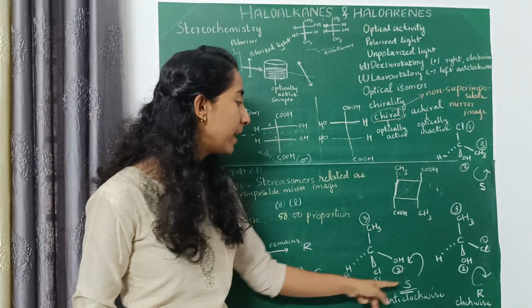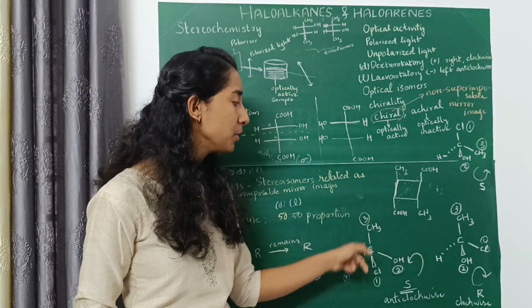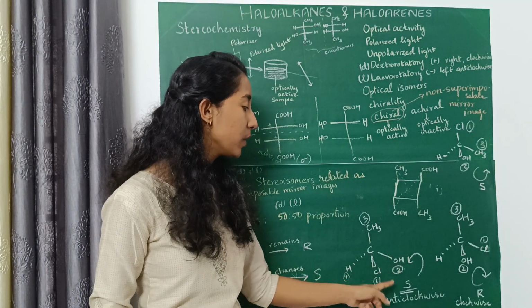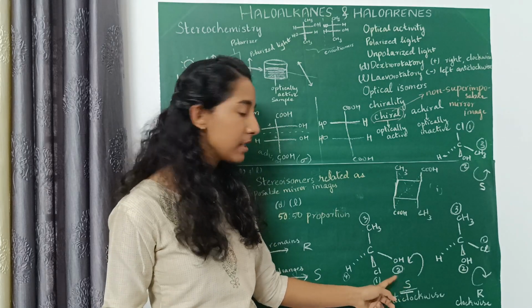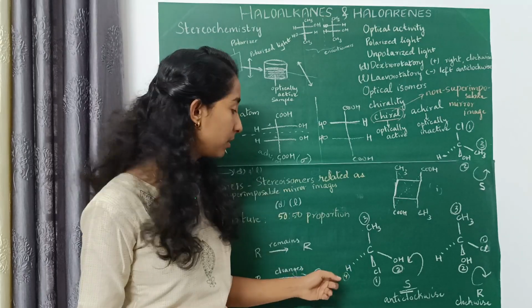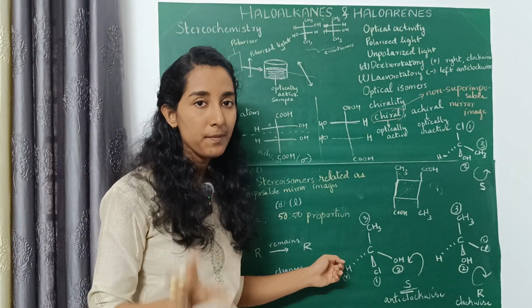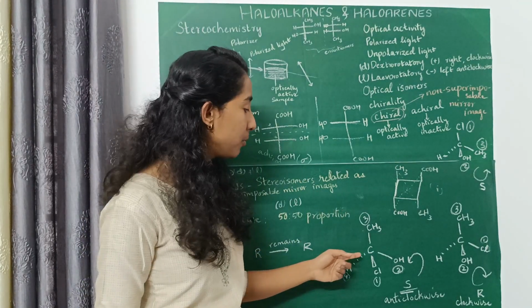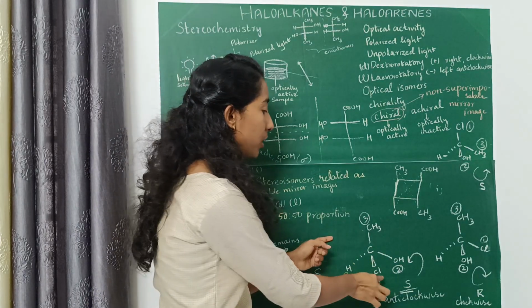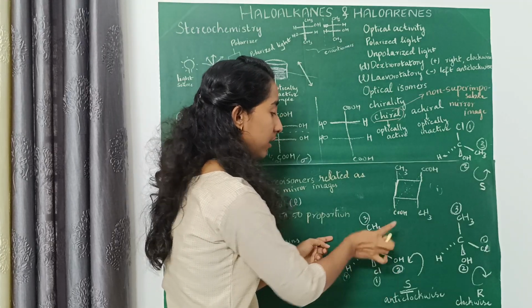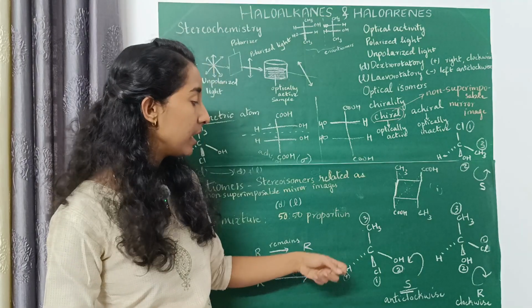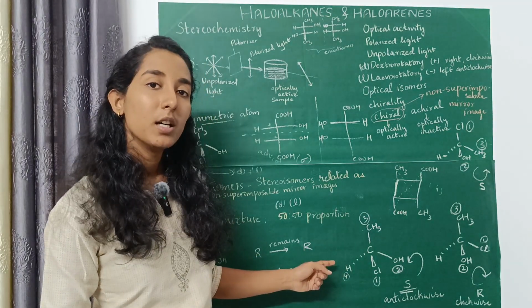Again you move from 1 to 3. When you move from 1 to 3, it is anticlockwise, and when you move anticlockwise, you represent it as S. So it has S configuration. Remember, the lowest priority group, the one numbered 4, should be on the dash. Only then can you say anticlockwise. You are looking only at the rotation of 1, 2 and 3. So when you move from 1 to 3, it is S configuration, provided the fourth priority group is in the dash position.